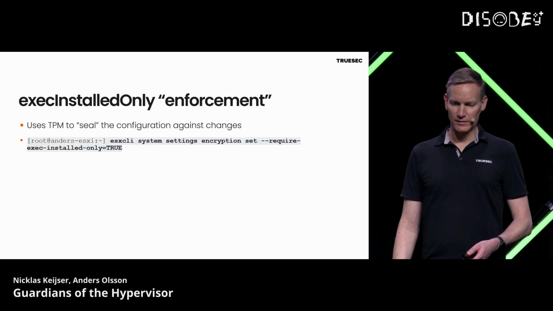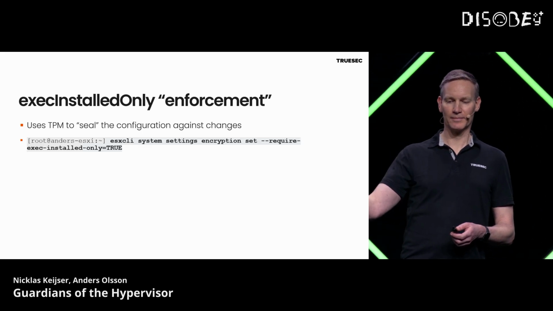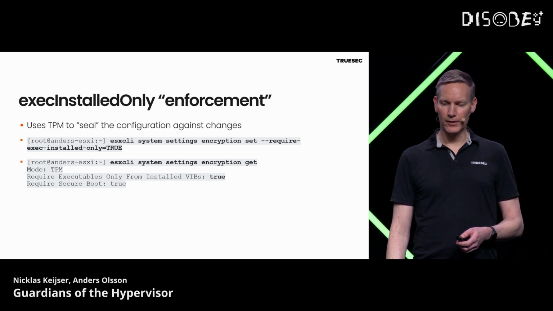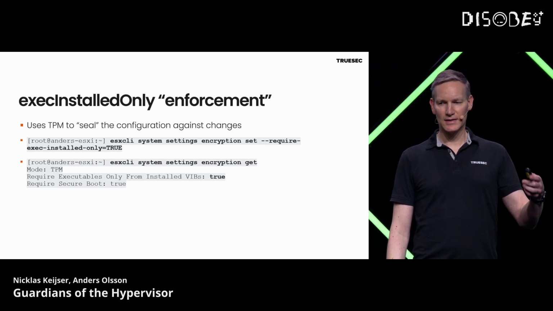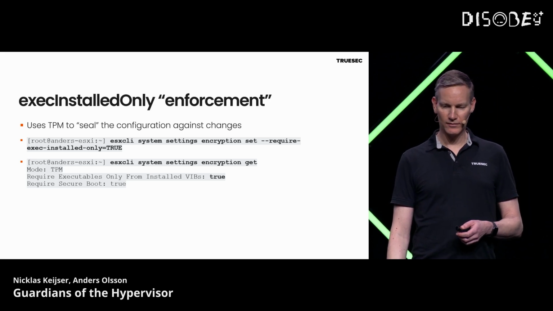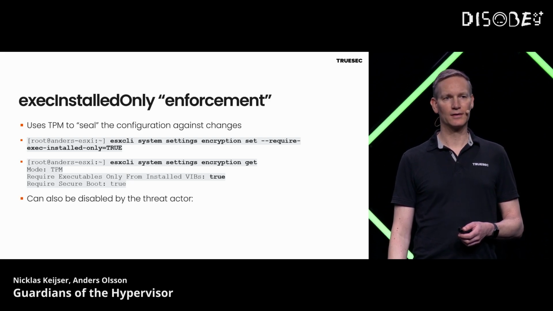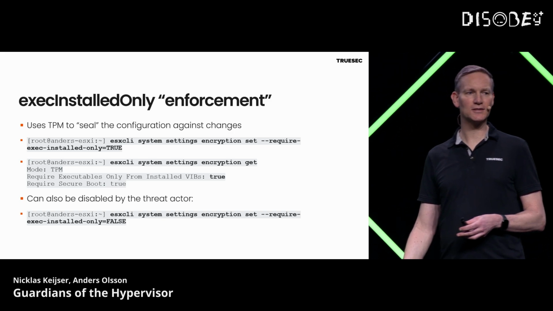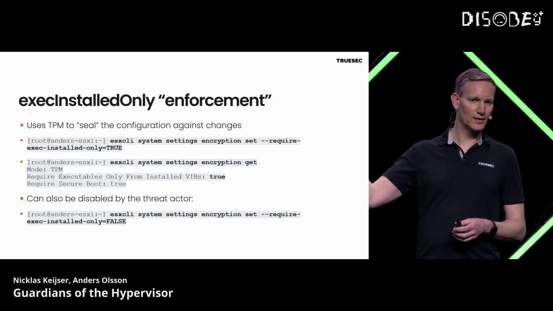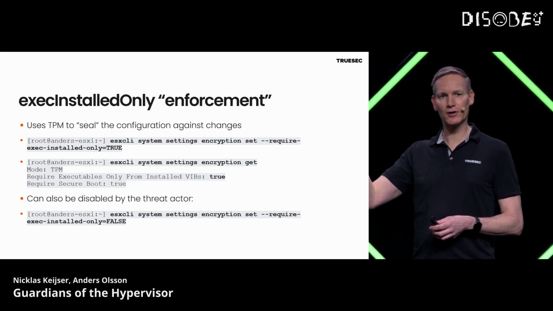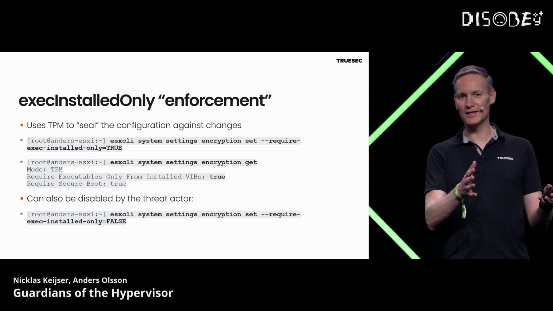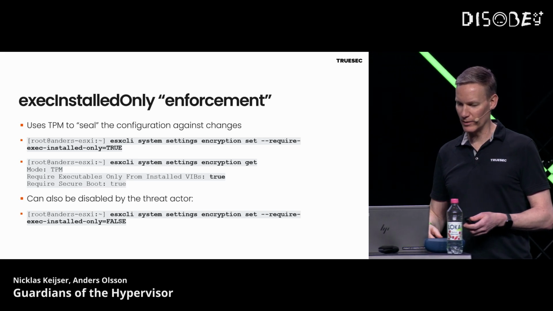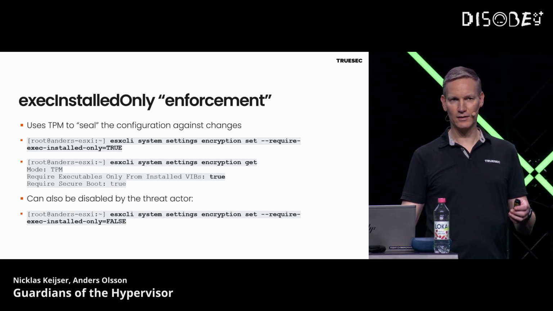The third one being this enforcement. So you turn this on as well. Encryption set require exec install only true. Turn it to true. And then, like I said, the host will purple screen if you reboot it. But like the other ones, it can also be disabled by the threat actor, unfortunately. They just have to set it to false before rebooting, and they've circumvented it. So it's a recurring theme here. There are good protections, but they can be disabled. And that's why we're going to talk about the logging and monitoring, because you need to do both.